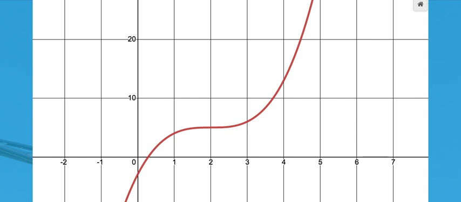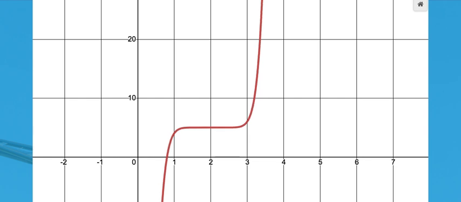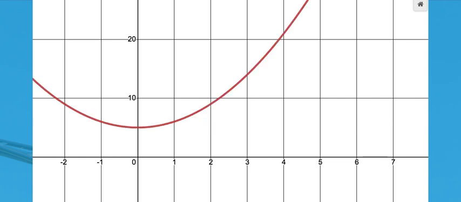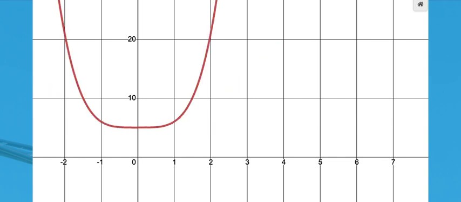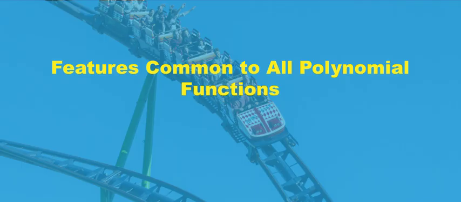Throughout this video series you have been seeing graphs of polynomial functions. In this video we'll look at these graphs in more depth. Graphs of polynomial functions have certain features that are true of all such graphs. They also have features that are true under some conditions. Let's start with the common features.